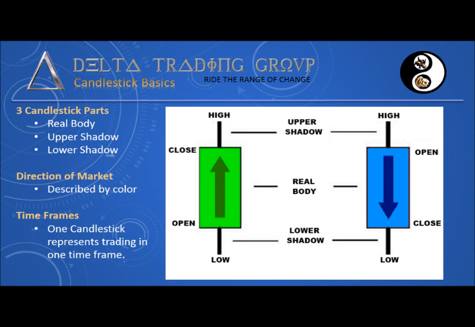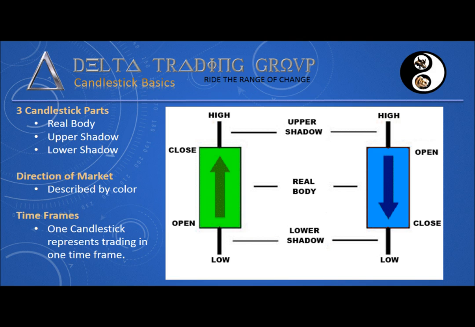When we hear the term price action, we automatically think candlesticks because candlesticks best reflect the price and what's going on in the market. A candlestick has three parts. It has a real body, an upper shadow, and a lower shadow. Sometimes the real body is just called the body. Sometimes the shadows are called wicks.